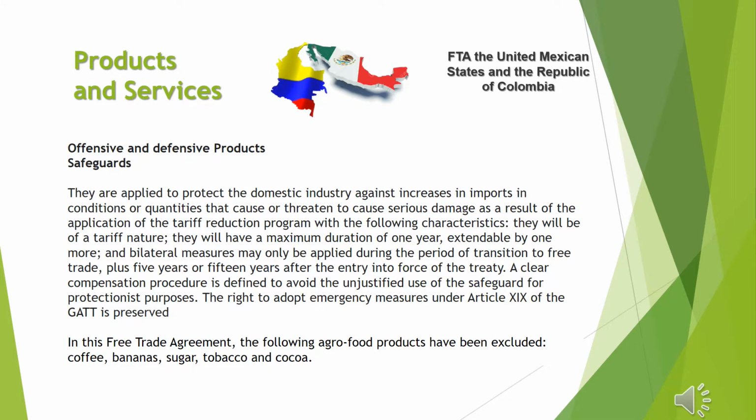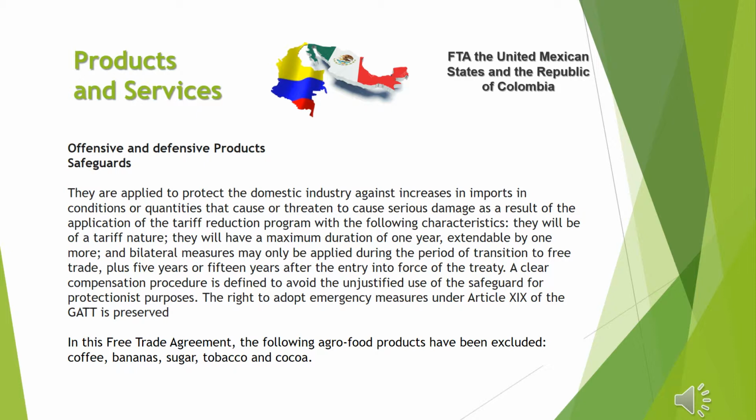The products and services, they are applied to protect the domestic industry against increasing imports in conditions or quantities that cause or threaten to cause serious damage as a result of the application of the tariff reduction program, with the following characteristics. They will be of a tariff nature. They will have a maximum duration of 1 year, and a bilateral measure may only be applied during the period of transition to free trade, plus 5 years, or 15 years after the entry into force of the treaty. A clear compensation procedure is defined.